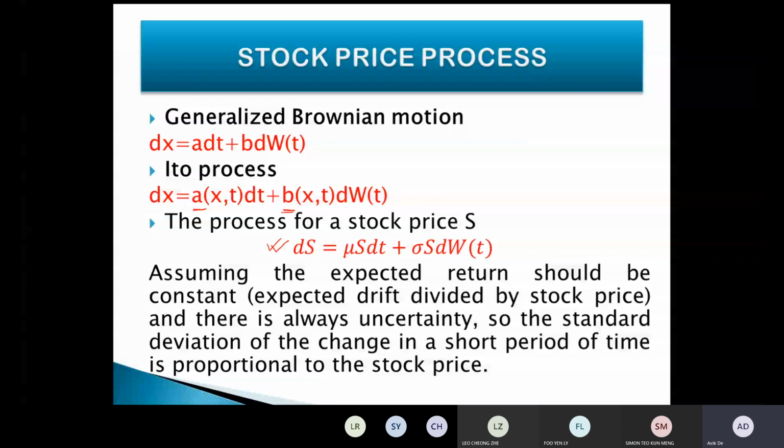Assuming the expected return, how do we write this? We have to assume these two things, the mu and the sigma. Assuming the expected return should be constant, the whole term mu S is called the expected drift. If you divide by the stock price, that part is a constant, so mu S divided by S, the mu is a constant. And there is always uncertainty.